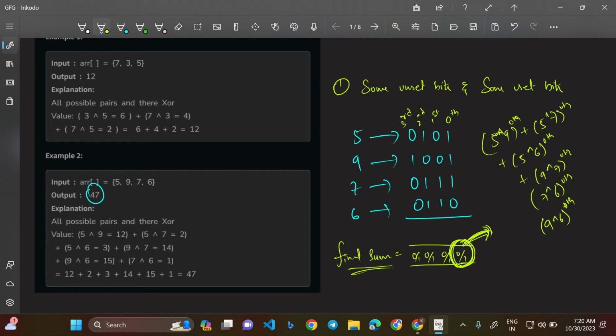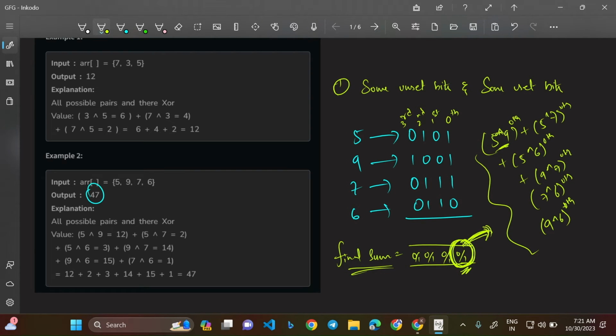Whatever result we get by 5 XOR 9 at the 0th position, plus 5 XOR 7, plus 5 XOR 6, plus 9 XOR 7, plus 7 XOR 6, plus 9 XOR 6 at the 0th position, we add them, and once we add them we get the final result and represent it over here. This is the result of this particular thing. That is very clear and evident, no need to feel doubtful. Now we have understood this.